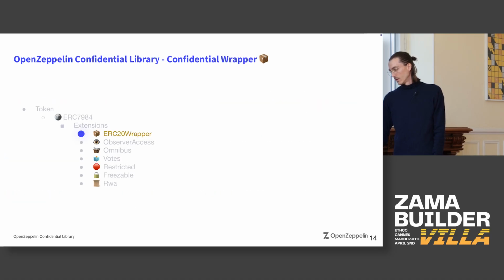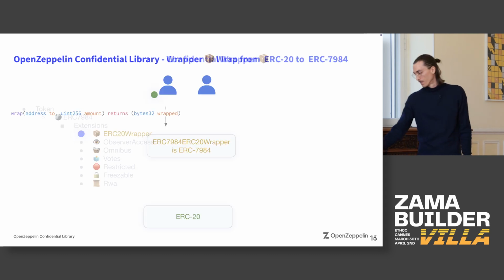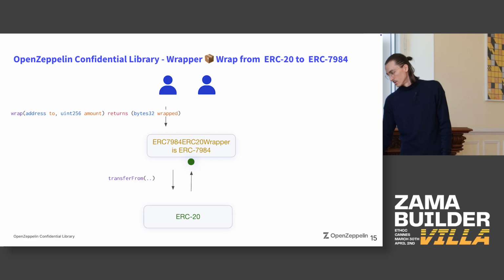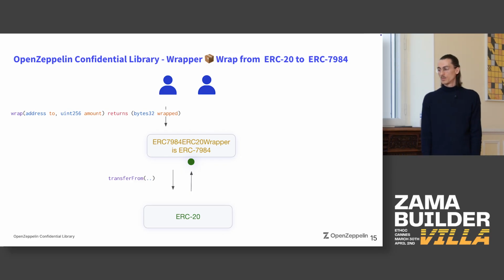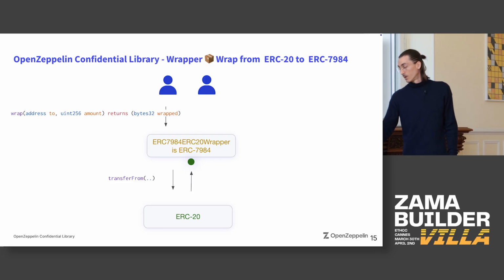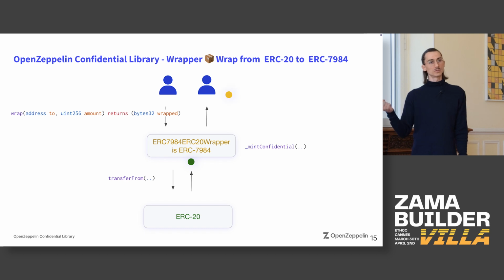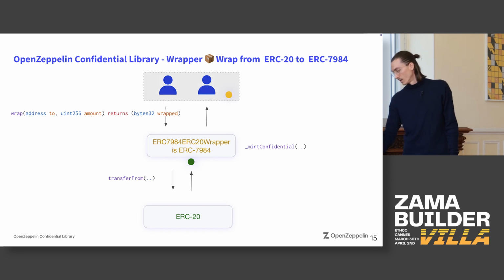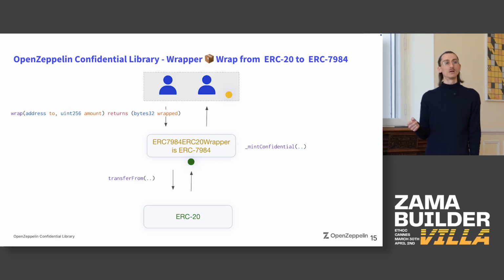Now let's have a look at the confidential wrapper. What is it exactly? This wrapper allows you to wrap an ERC20 into a confidential token. For example, on the left, you have some green ERC20 tokens. You can call the wrapper with the wrap function. After that, the wrapper will take ownership of these non-confidential tokens, and in return, it will mint the confidential tokens here in yellow.